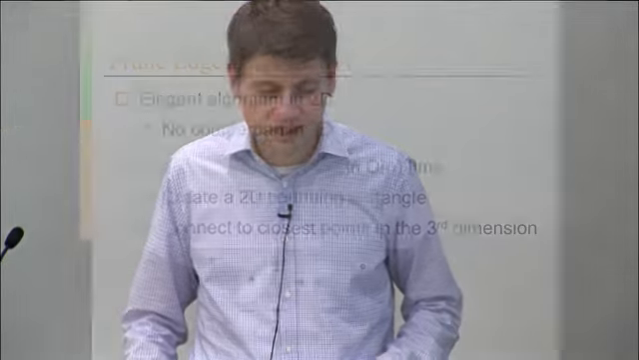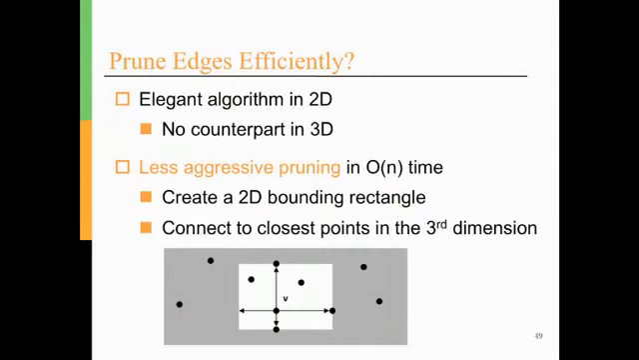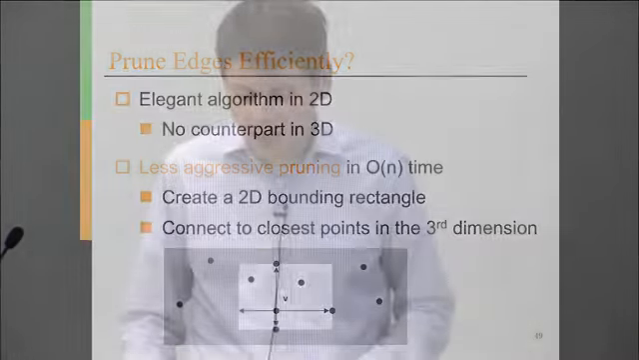Now this is a two-dimensional picture, and of course we need to solve the problem in 3 dimensions. It turns out that in 2 dimensions there is a very simple linear time algorithm that can prune the shadowed edges, but I did not manage to find a counterpart in 3 dimensions, and in fact I believe it's unlikely that such an algorithm exists. But I found a heuristic that allows us to prune the edges in linear time with very favorable results. And the heuristic works as follows.